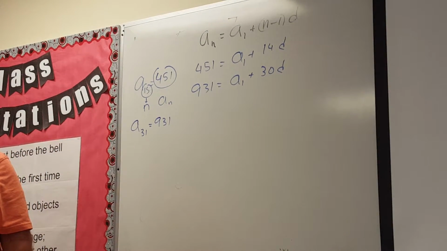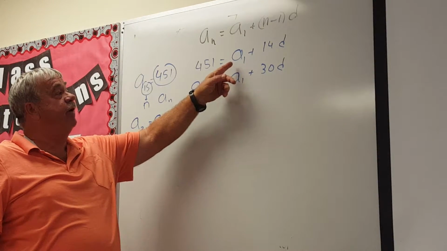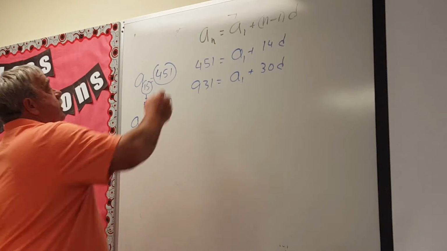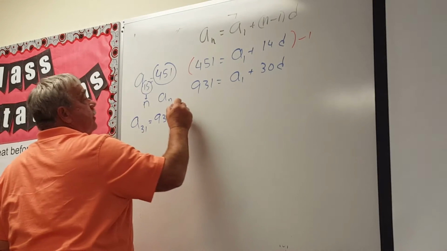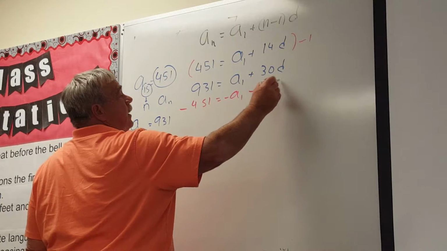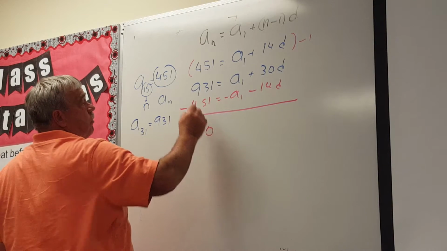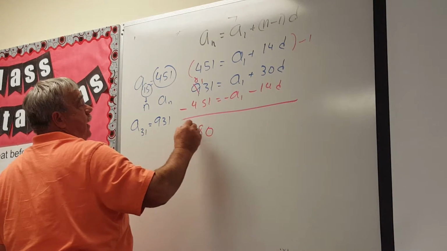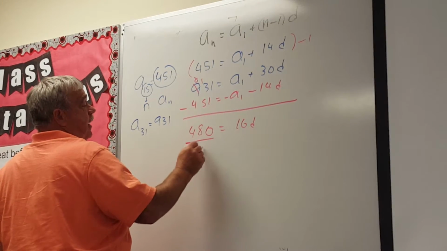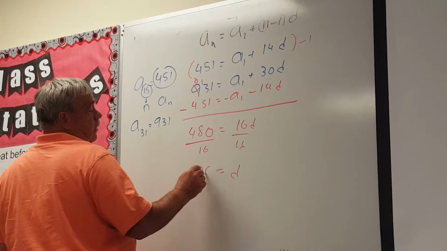We just had a couple of sections ago, we had two equations and two unknowns. I need to find A1 and D. So what I'm going to do is I'm going to times this one by -1. So negative 451 equals negative A1 minus 14D. And add those together. So I get 480 equals 16D. I divide by 16, and the difference equals 30.